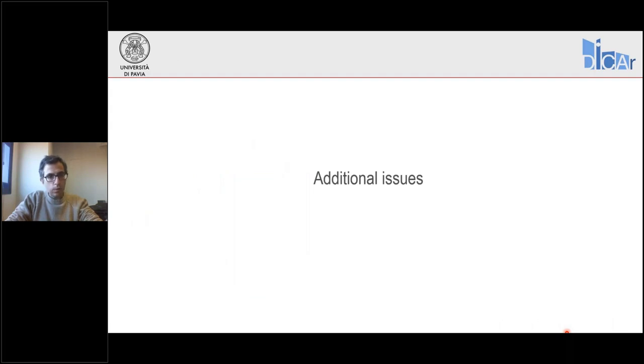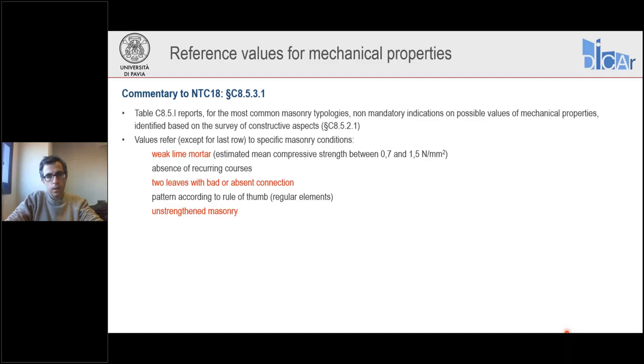Now, I would like to talk about some additional issues that are not in the current version of Eurocode 8, but will probably be introduced in a future revision of the code. Essentially, these are taken from the Italian code, which has already been updated, as I was mentioning before. The first issue regards the reference values of mechanical parameters. If you remember, I was saying that Eurocode 8 is asking you to use information from standards at the time of construction, but is not actually giving information on these standards.